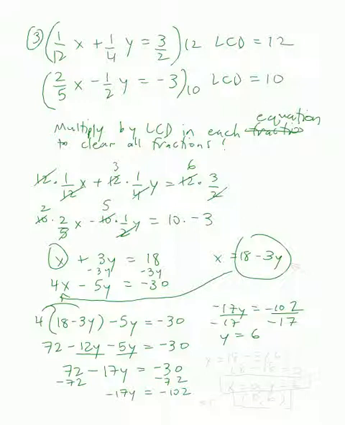Substitute that into this equation right here. I end up with x equals 18 minus 3 times 6, or 18 minus 18, which is 0. So I get x equals 0, y equals 6, or another way to write that is the point (0, 6).